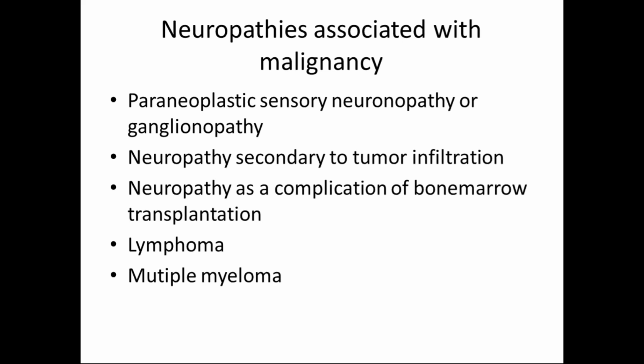Coming to neuropathies associated with malignancy. Mainly the malignancy causes metastatic lesions at the site, which may involve the peripheral nerves and cause neuropathies, like paraneoplastic sensory neuropathy or ganglioneuropathy, neuropathy secondary to tumor infiltration because of the tumor mass, and neuropathy as a complication of bone marrow transplantation, lymphomas, and multiple myelomas.